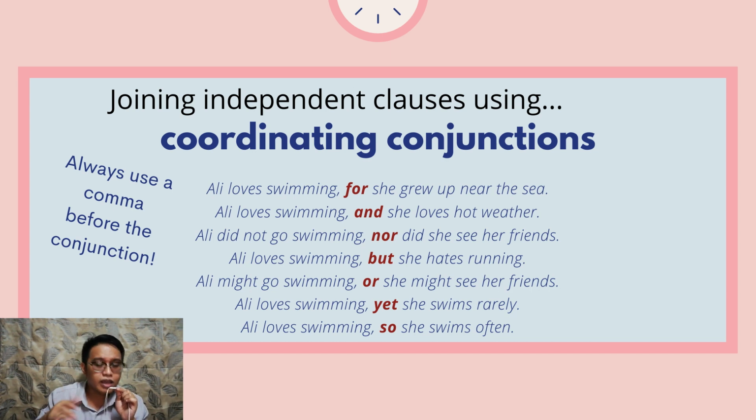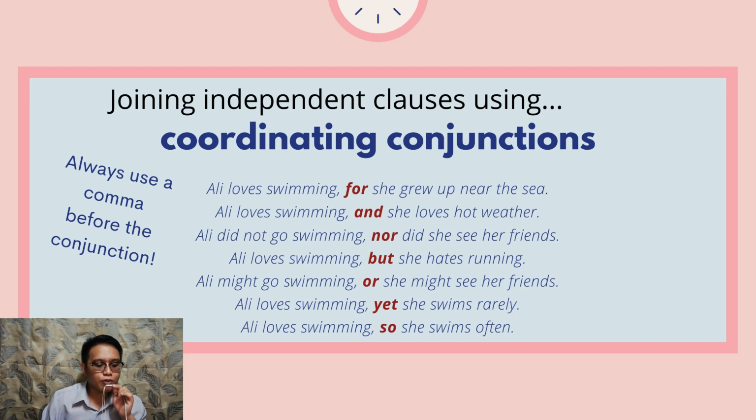Ali loves swimming, comma, for she grew up near the sea. Okay? So she grew up near the sea, that's one idea, and Ali loves swimming is another idea. And it is being connected by the coordinating conjunction for. So, kanang duha ka idea gi-connect niya.